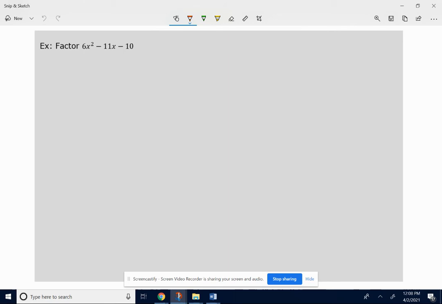what are two things I could multiply together to give me 6x squared, and put them here and here. I could be putting 6x and 1x, or 1x and 6x. I'm just going to try, let's just try 3x and 2x for now.